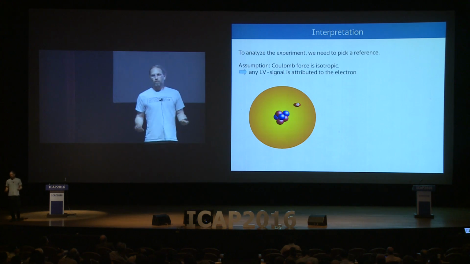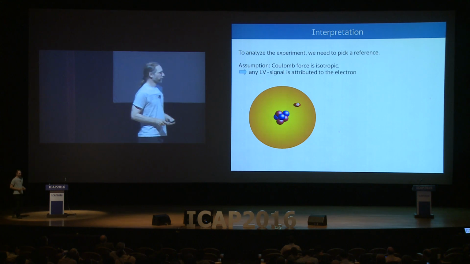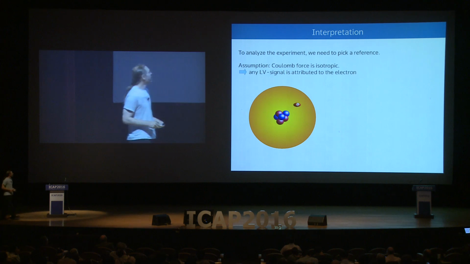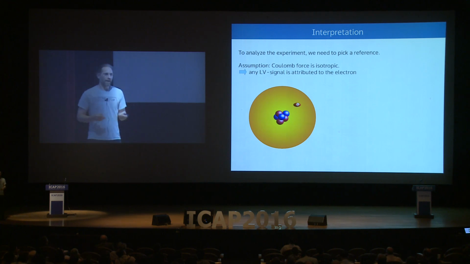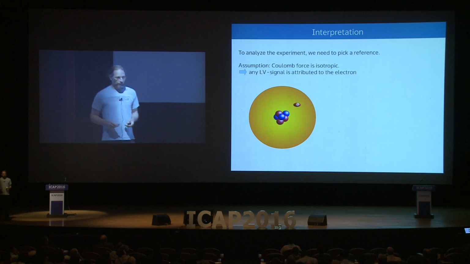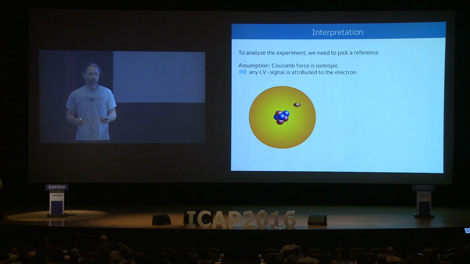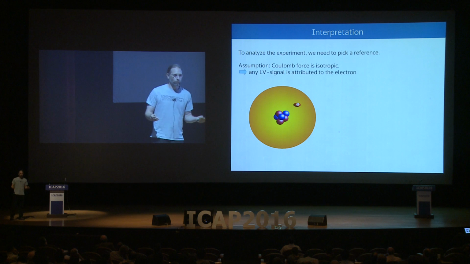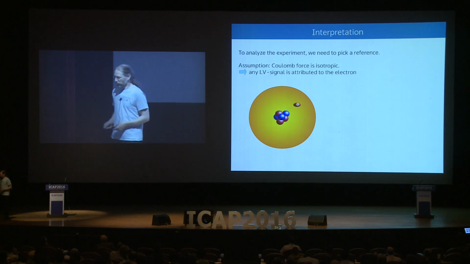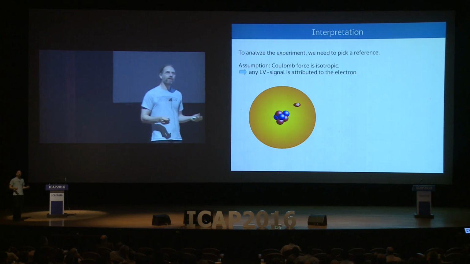I want to switch gears now and talk a little bit about what that actually means, and that was for me the interesting part. What we realized relatively quickly, and I think as experimentalists we all know this, is that you need to pick a reference if you measure something. The implicit assumption we made is that the Coulomb force is isotropic. If we had seen something, we probably would have jumped to the conclusion, oh, the electron violates Lorentz invariance, or space is not isotropic for the electron. But that's not true. We don't know.